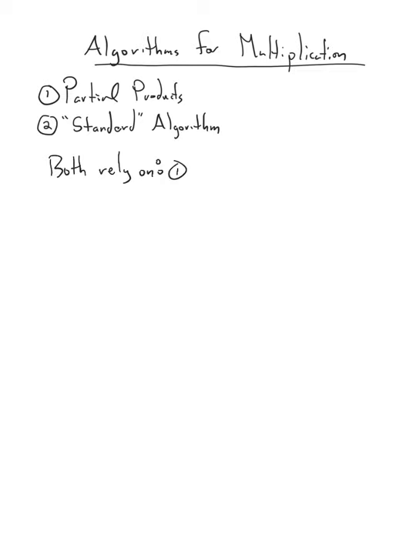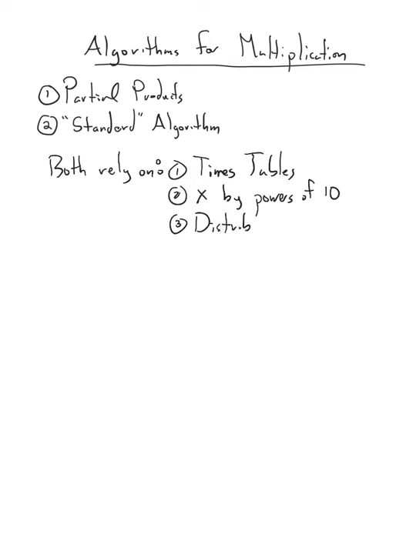What they rely on are your times tables, the second is multiplication by powers of 10, and the third is distributivity, but done cleverly. Distributivity by place value. And what do I mean by that? So let me give you an example first. In fact, it's something we've already seen, but we're just going to break things up a little more intelligently.